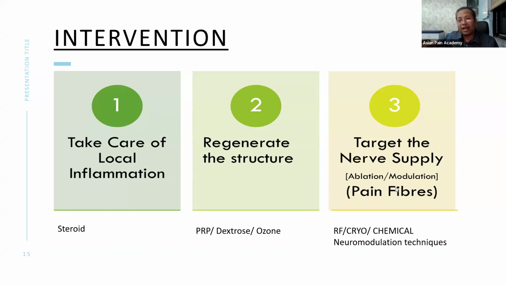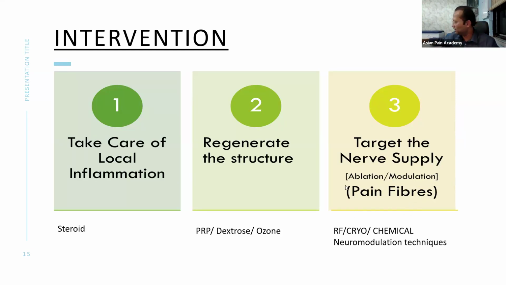You can either ablate the nerve or do modulation of the nerve physiology. When you ablate the nerve, you do something about the anatomy of the nerve. When you do modulation of the nerve function, then you do something with the physiology of the nerve. Remember, we are targeting pain fibers, not the motor fibers.